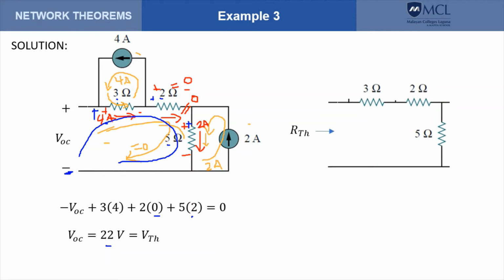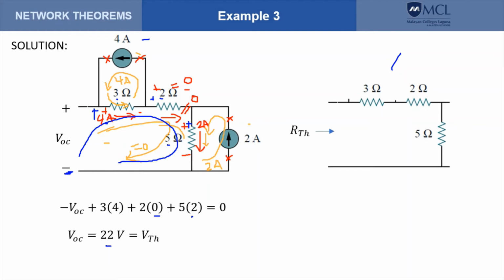Now for the resistance RTH, we can use the same circuit provided we disable all the independent sources. So we disable this one. That means we need to open the terminals, so that is effectively detaching or removing that source. And likewise for this, we remove this source. So we have a circuit that looks like this.